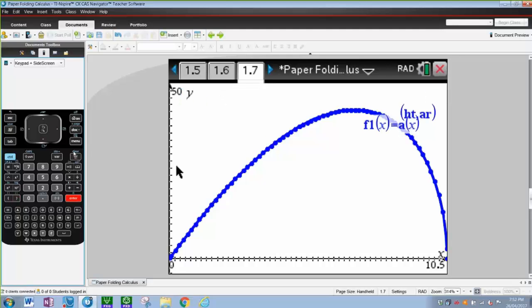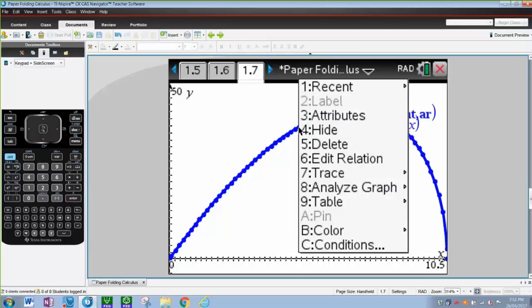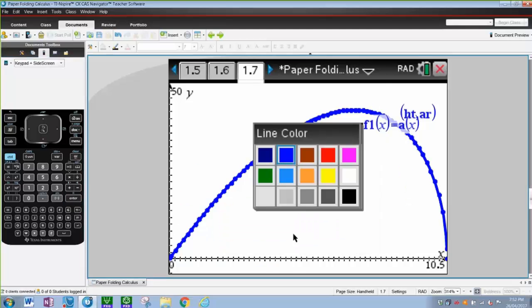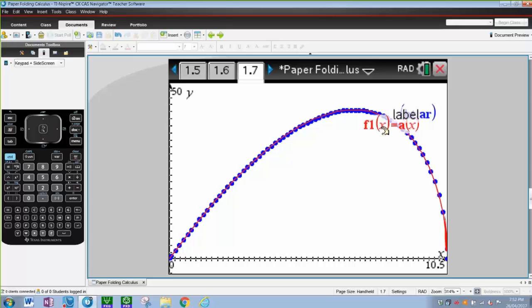We hit enter, and if you can see in the background, we've got a graph there. What I might do is change the color of that to red. And what you can see is the red graph is the exact function that we generated the area from, and the blue dots are the scatter plot. As you can see, it's pretty much an exact fit, so we can be confident that our mathematics has worked well in this particular case.